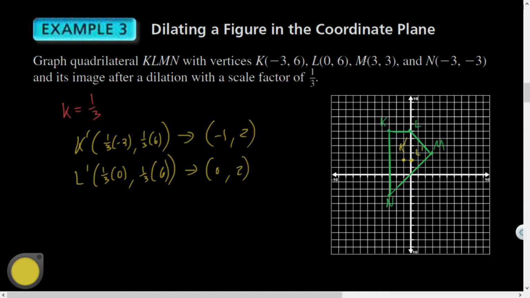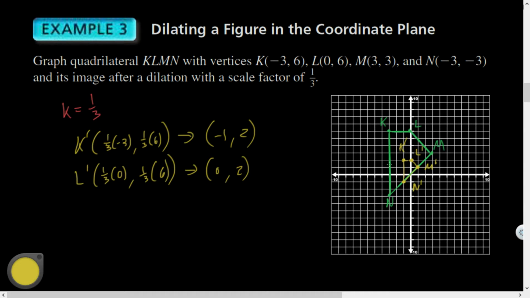Let me just third these other values for sake of time. A third of 3 is 1, a third of 3 is 1, so M prime is going to be at 1, 1. And a third of negative 3 is negative 1, and same over there, so negative 1, negative 1 for N prime. So, let's see. I'll just hand draw those lines till it looks good. Something like that. So there's my new shape.